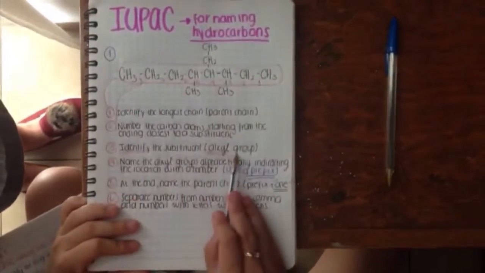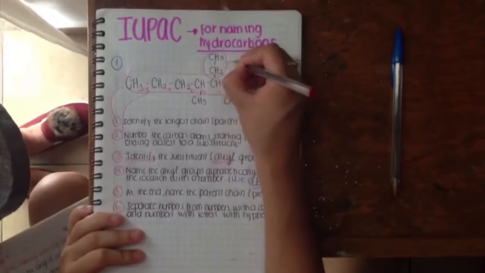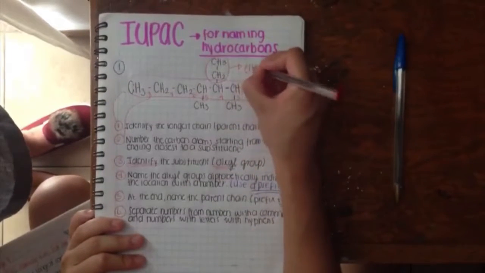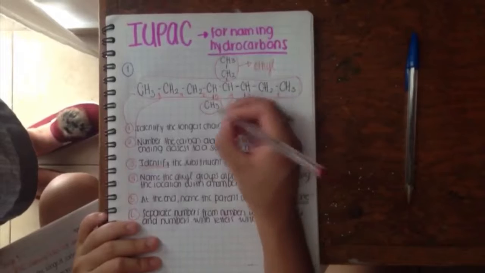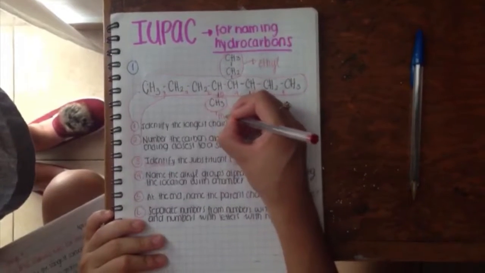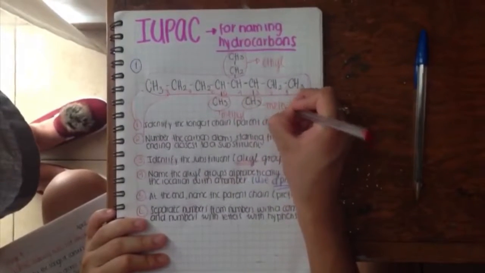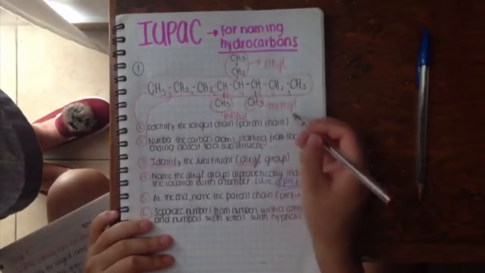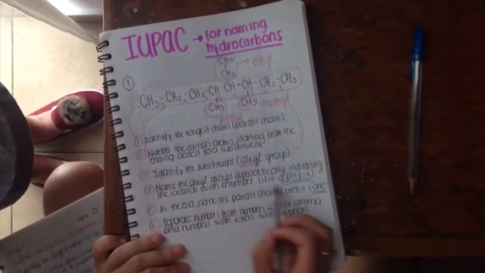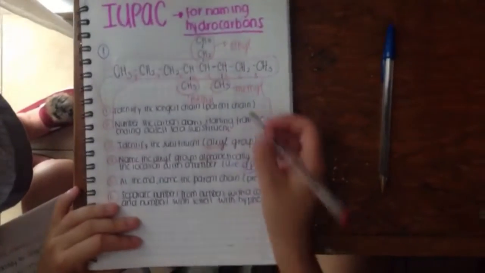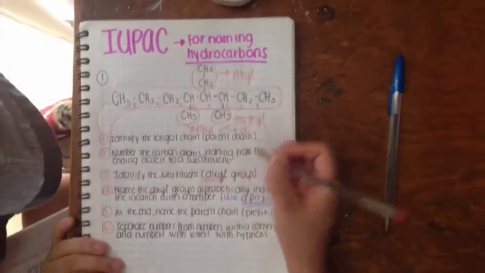The third rule says that we need to identify the substituents, which means the alkyl groups. We have a methyl on carbon 5, another methyl on carbon 2, and an ethyl on carbon 3. And we need to name these alkyl groups alphabetically, indicating the location with a number. So if we have 2 methyls, we need to put a prefix, which for 2 is di. So in the final name, we're going to put dimethyl. And then we have just 1 ethyl, so this is going to stay like that.